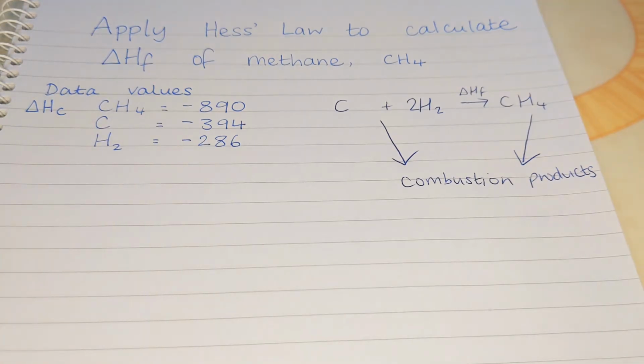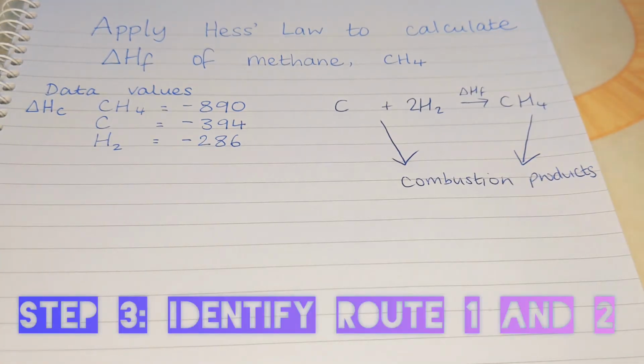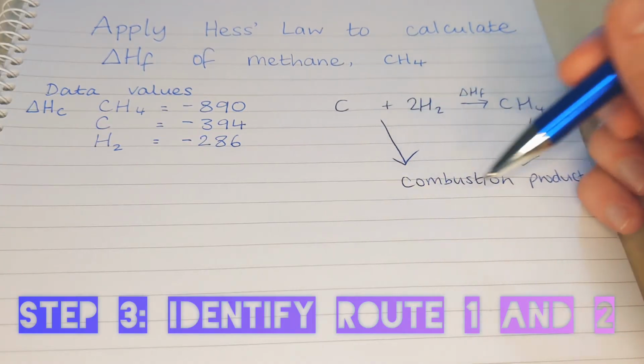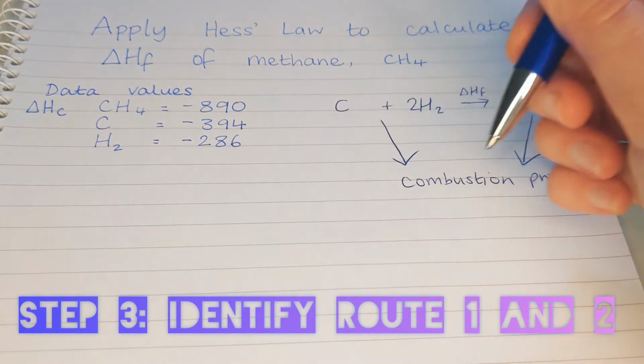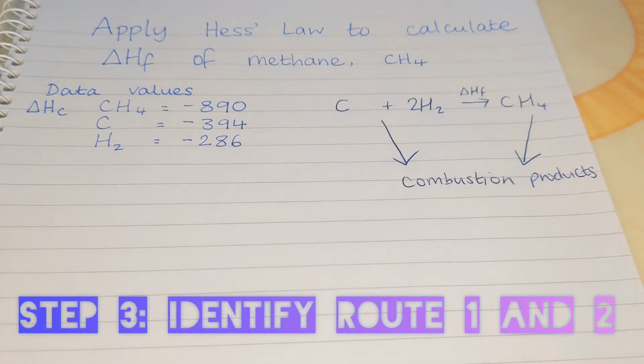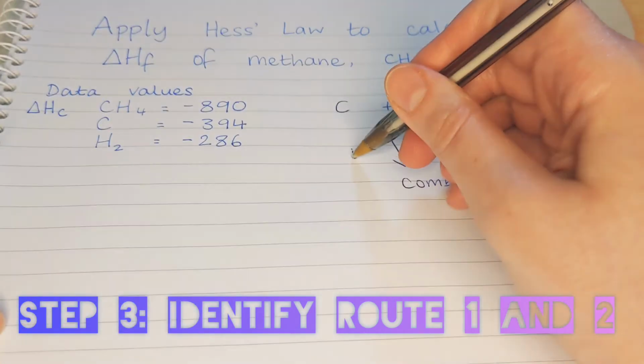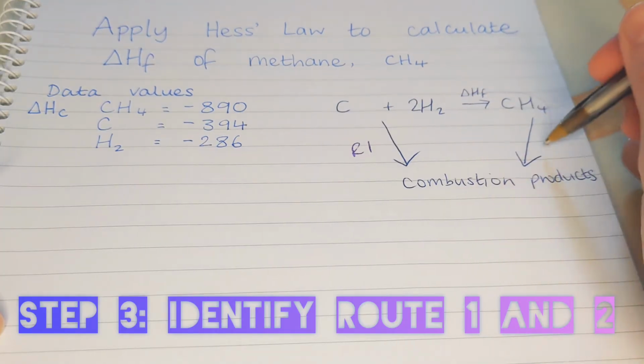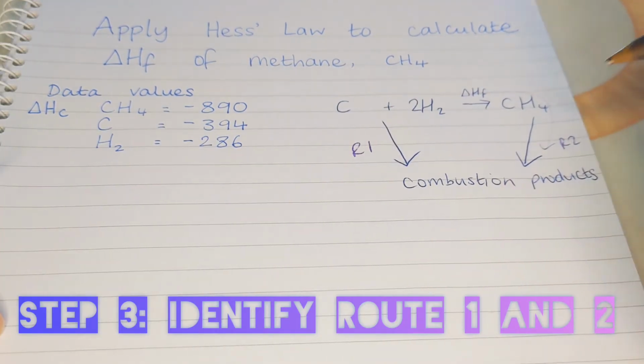Our third step is to label route 1 and route 2. So we've got one arrow going anti-clockwise, if you like, here. I'll call that route 1. And we've got 2 arrows going clockwise here. So I'm going to call that route 2.